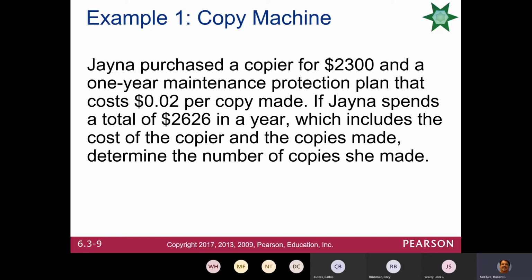So here is the problem. Jana purchased a copier for $2,300 and a 1-year maintenance protection plan that cost 2 cents per copy. So that means that each copy she makes, she has to multiply that by 2 cents. If Jana spends a total of $26.26 in a year, which includes all of that, how many copies did she make?